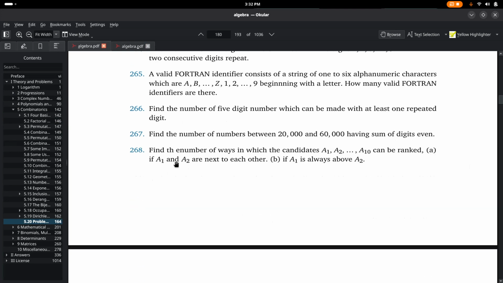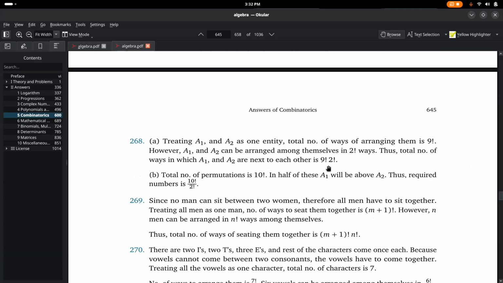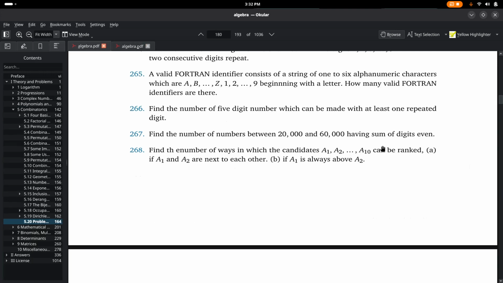Question 268 says: find the number of ways in which the candidates A1 through A10 can be ranked if A1 and A2 are next to each other, and A1 is always above A2. So we treat A1 and A2 as one entity.